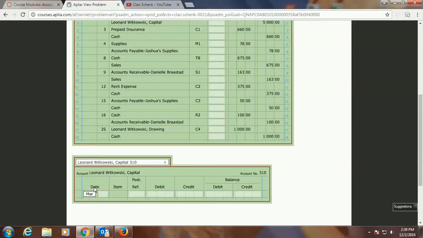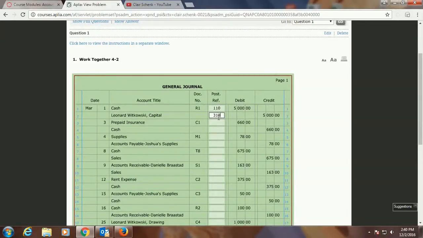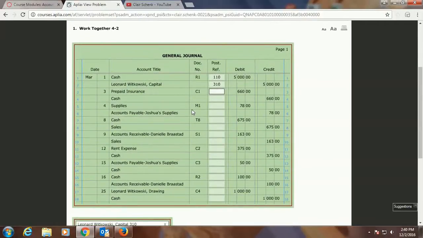So now I'm going to switch to the capital account. And it's March 1st is the date. Post reference is G1 for General Journal page 1, and it's a credit of $5,000. And 5,000 plus 0 is 5,000 credit balance. And so the account number is 310, notice here. So I'm going to go up to 310 and write that reference there. So I'm just going to keep going on. So that transaction has been recorded in my general ledger, and that's called posting.